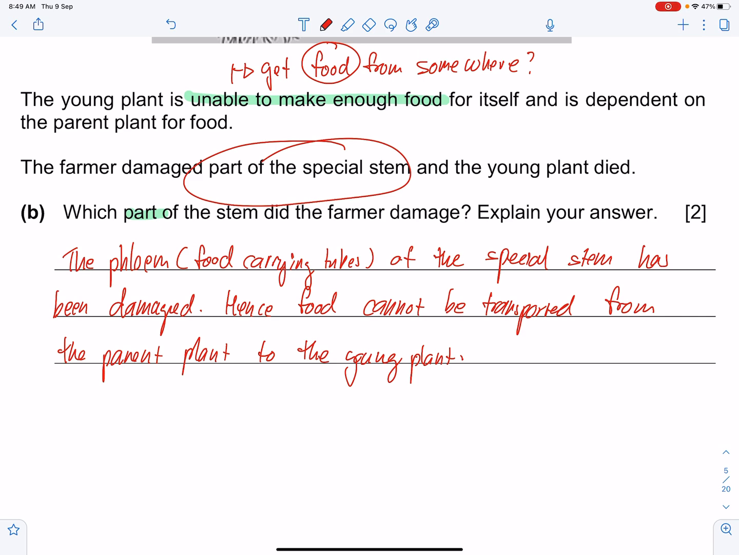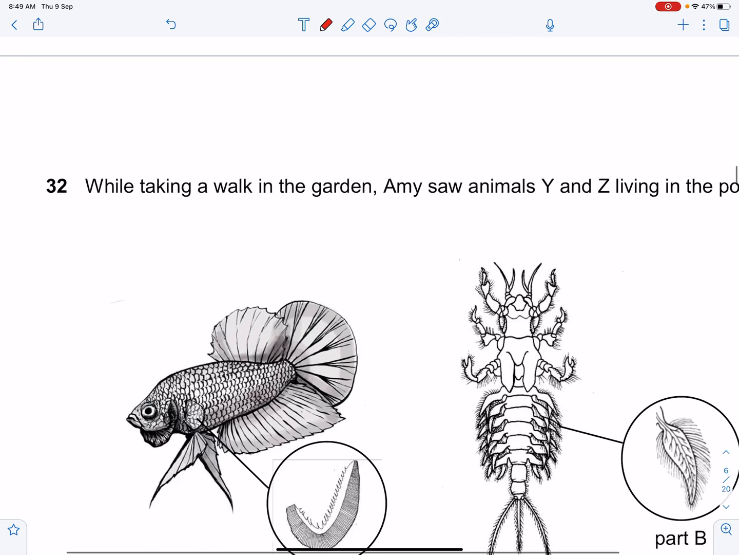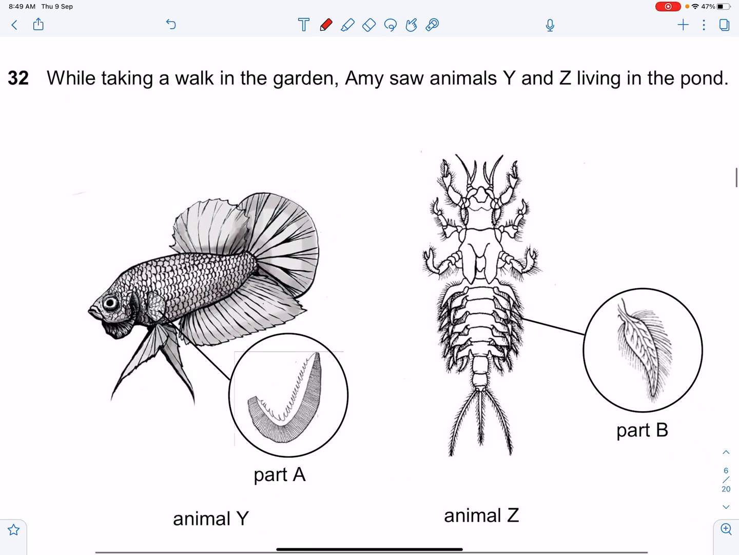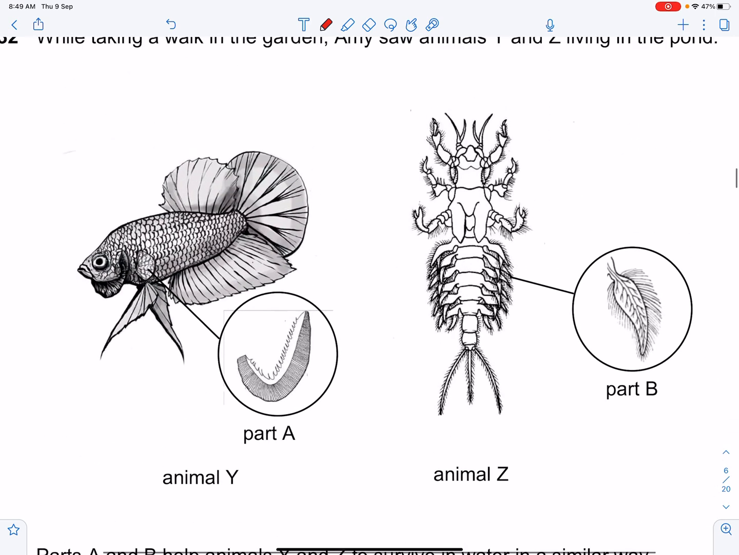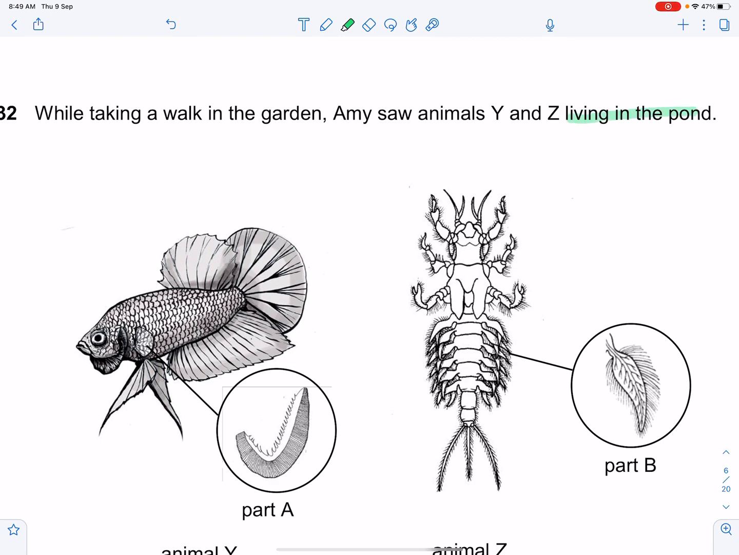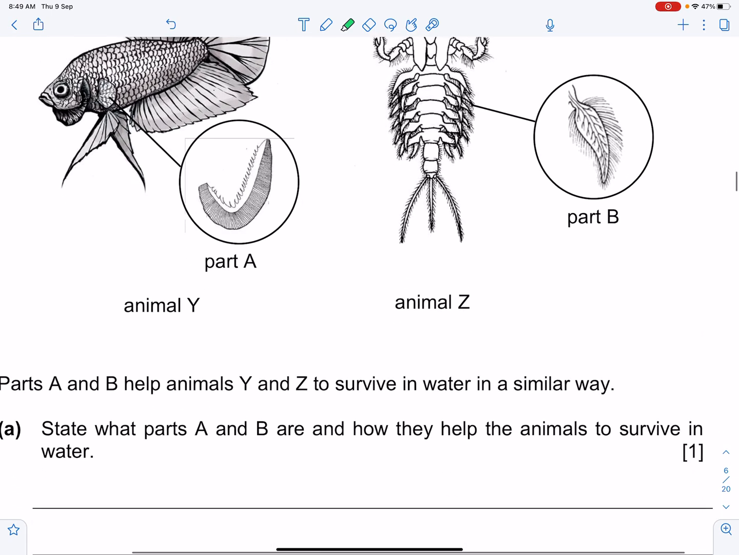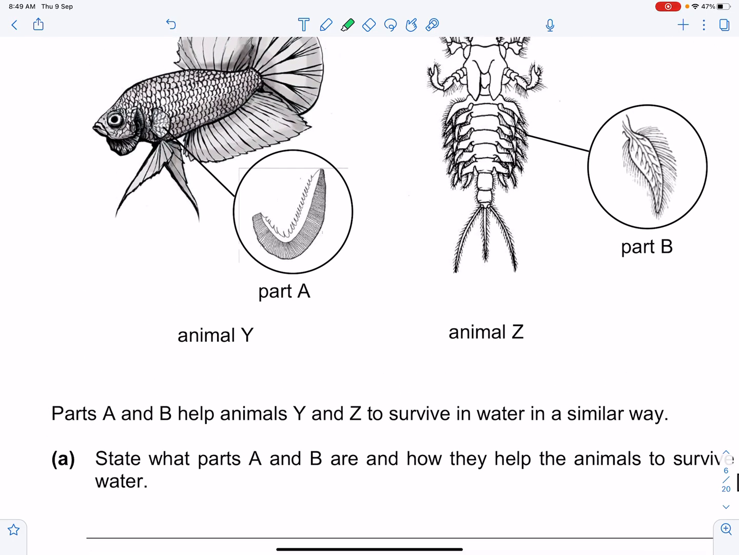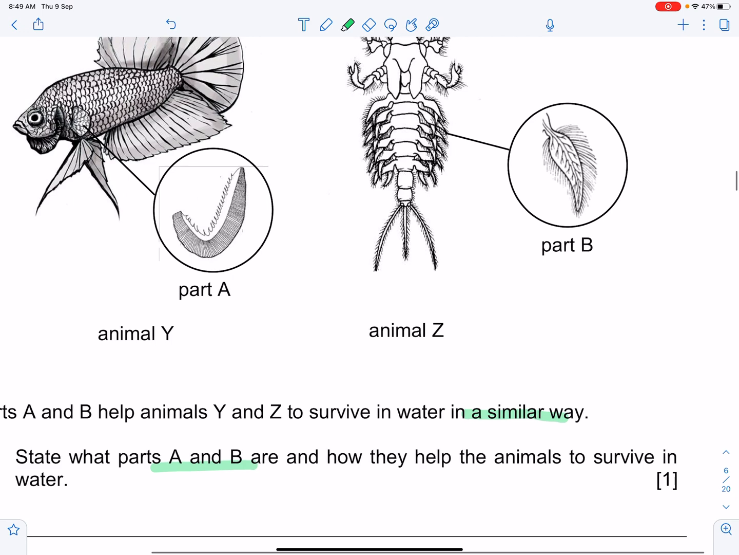Okay, moving on in 3, 2, 1. Next, while taking a walk in the garden, Amy saw 2 animals, Y and Z, living in a pond. Okay, so they are living in a pond. Means that they are in the pond, literally inside the pond. Now, parts A and B help animals, X and Y, to survive in water in a similar way. State what parts A and B are and how they help animals to survive in water.